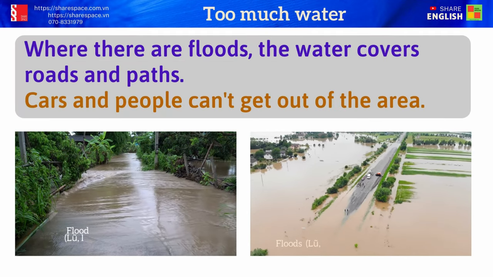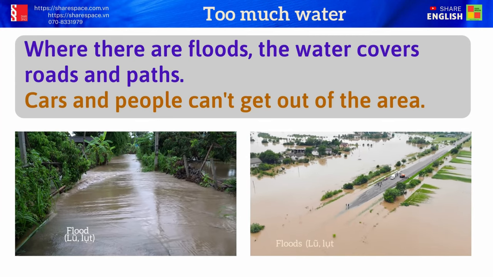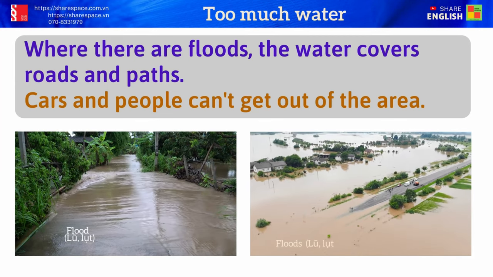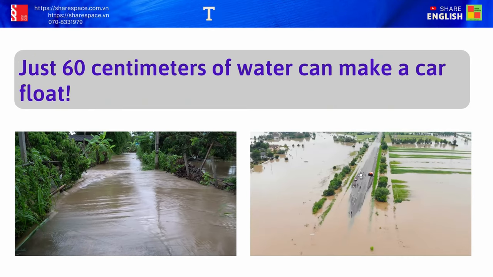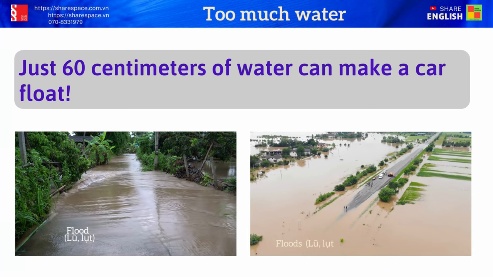Where there are floods, the water covers roads and paths. Cars and people can't get out of the area. Just 60 centimeters of water can make a car float.